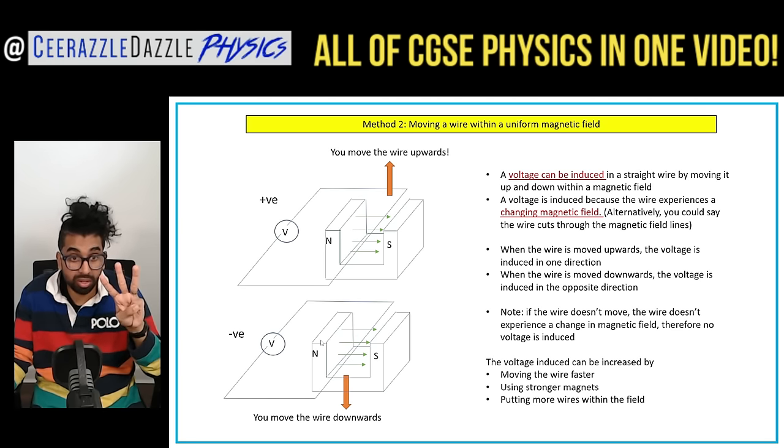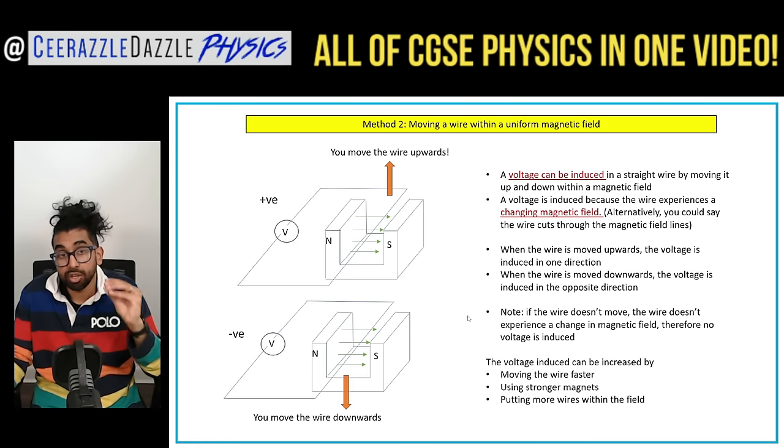There are three ways to increase the size of the voltage induced. Number one, by moving the wire faster. Number two, by using stronger magnets. And number three, by putting more wires within the field. So if you put more wires within the field and you move them all, you will generate a greater amount of voltage at the end.